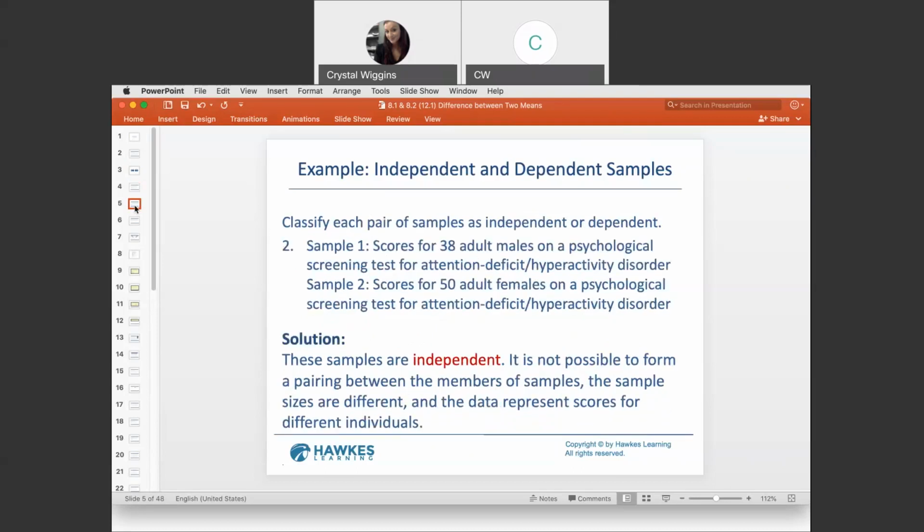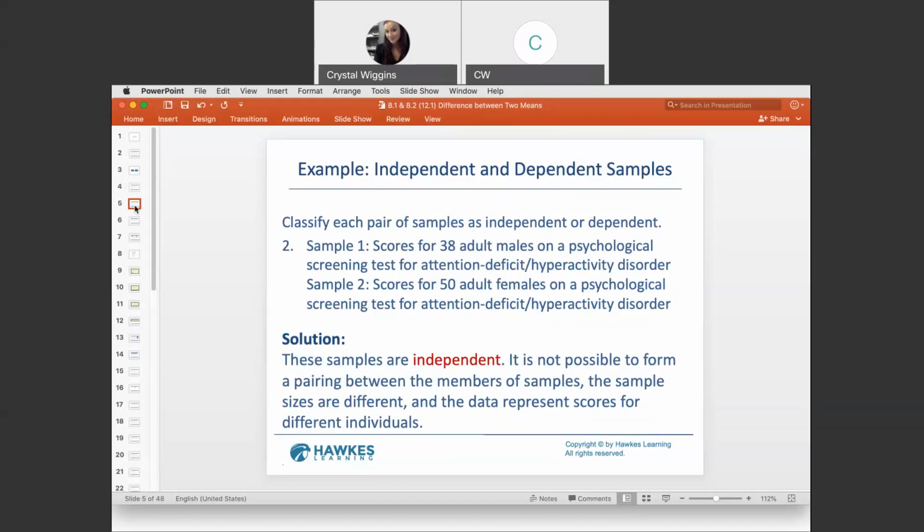Another example, sample one is the scores of 38 adult males on a psychological screening test for attention deficit hyperactivity disorder or ADHD. Sample two is the scores for 50 adult females on a psychological screening test for ADHD.